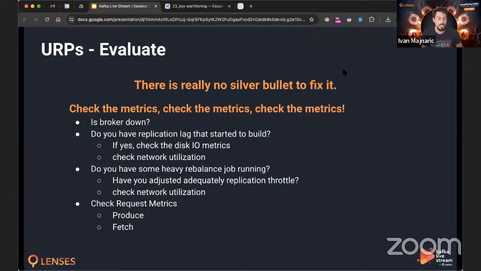Once you evaluate what's actually happening with your broker or cluster in general, then you might know what to do. What's your next step? Should you just leave it because it was just a rebalancing job that you were running, or it was just a broker that went down for security patching, or you actually had a flapping broker or flapping VM or bare metal, which has been fixed a couple of times on the hardware level, but the issues are happening again and again.